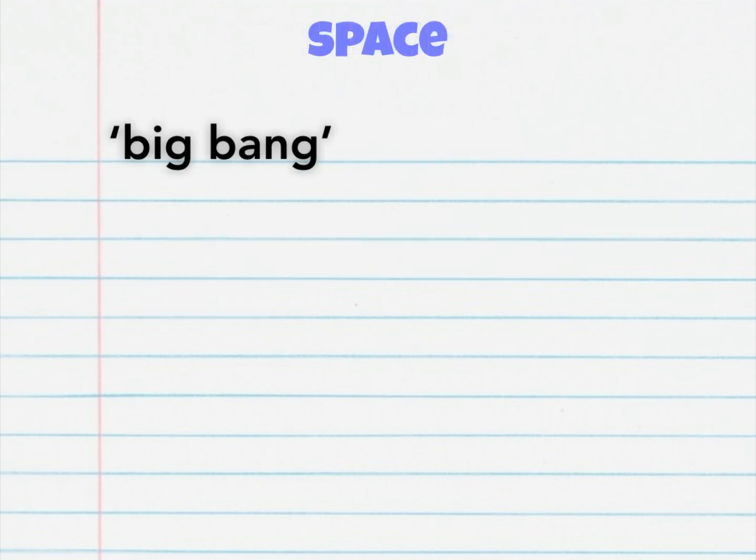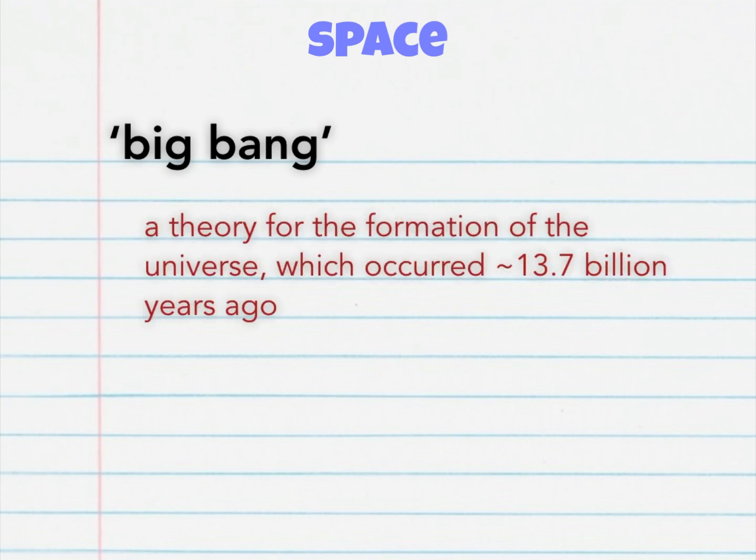You should actually be able to describe the Big Bang in simple terms, but here's the definition. The Big Bang is a theory for the formation of the universe which occurred around 13.7 billion years ago. Next, we've got 10 terms which you're expected to be able to use correctly and in context. Knowing the definitions will help you to do this.